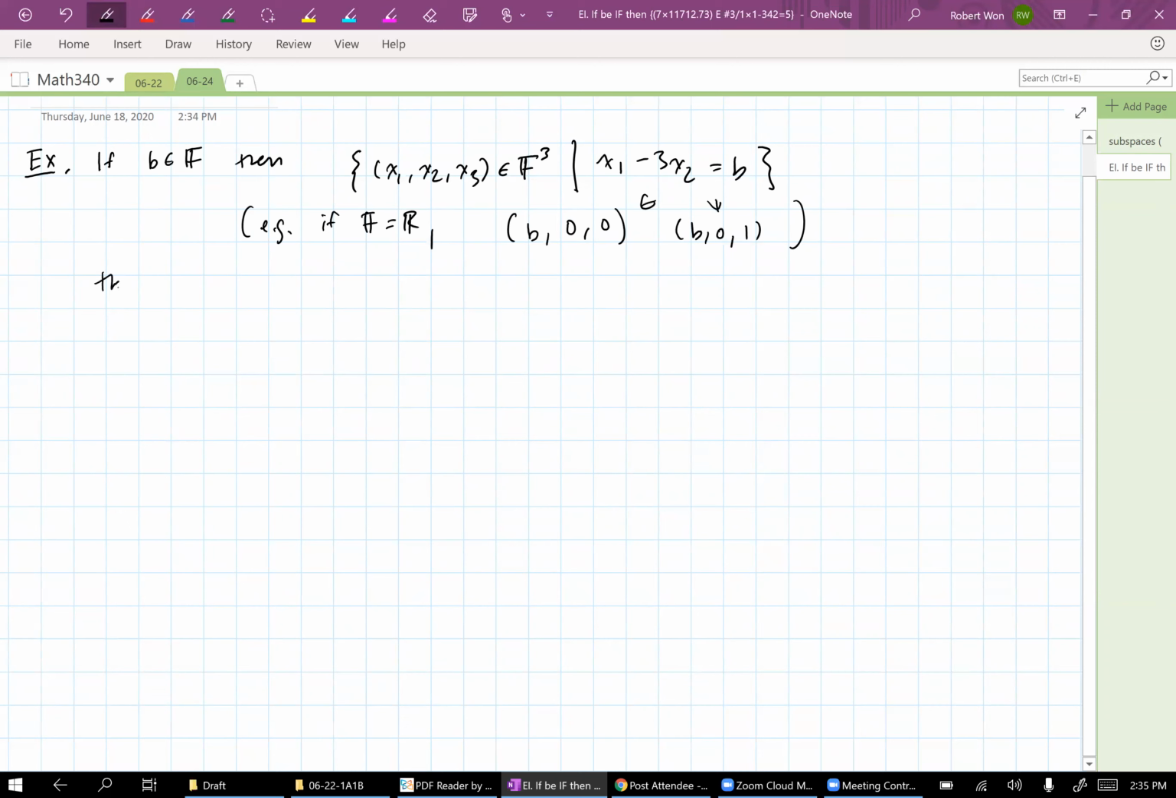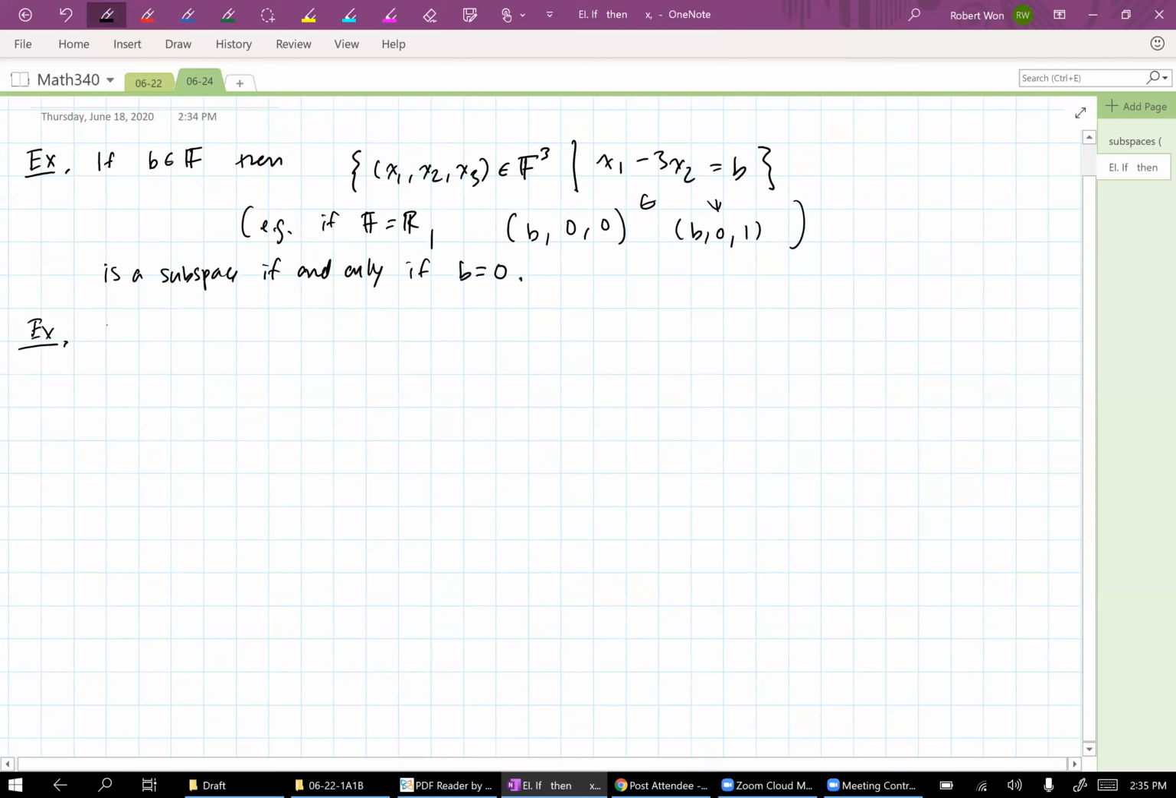And this is a subspace if and only if b equals 0. Okay, so you should actually check this for yourself. But for example, the vector (0, 0, 0) is only in this set if b is 0, right? So it's definitely a necessary condition, but it turns out that that's an if and only if.